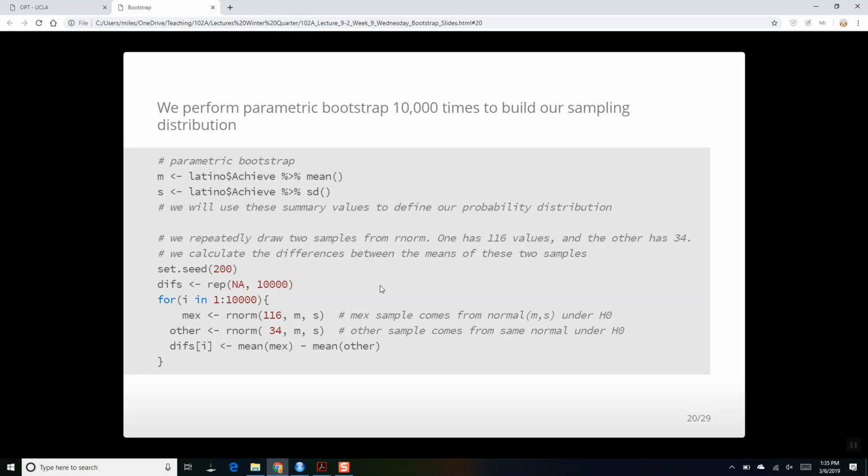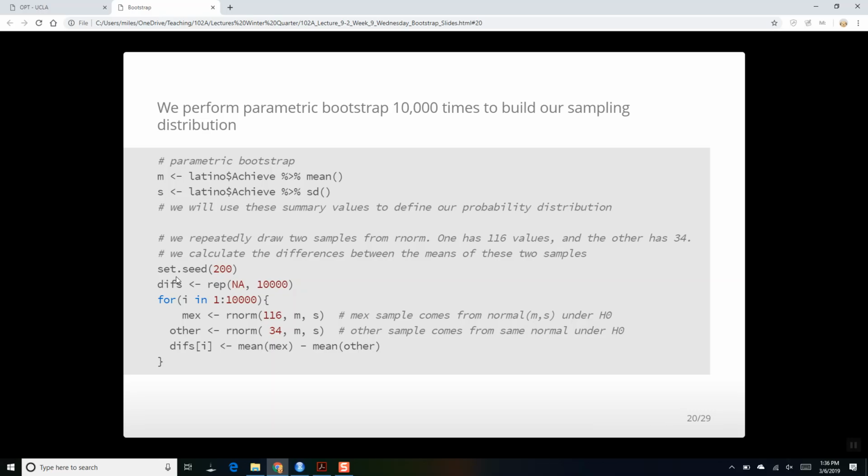Okay, so this is what we do. I get the overall mean: I take the entire achievement column, throw that into the mean function, and I get M. I take the entire achievement column, take the standard deviation, and throw that into S. So I have the overall mean and overall standard deviation, and then I'm going to create my sampling distribution.